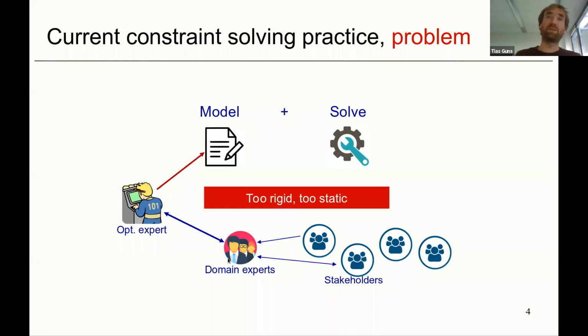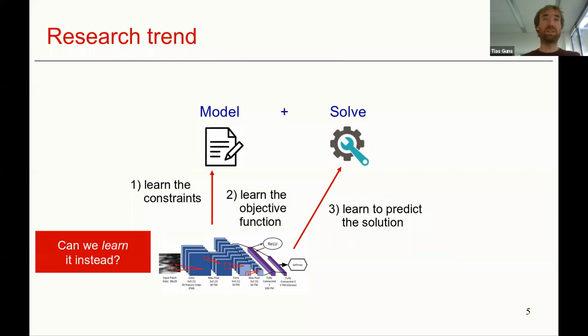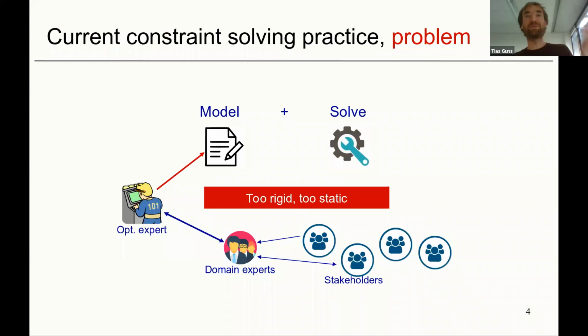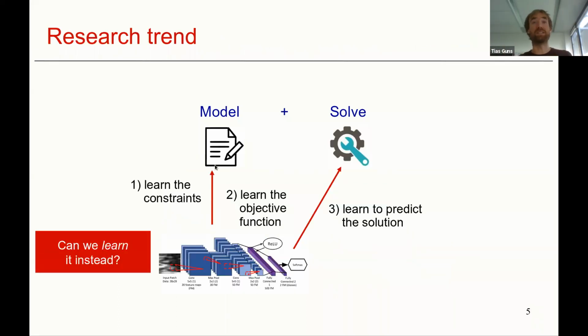All right. Now, I would argue that the current process is too rigid and too static. And even if you don't believe me, let's just, for the sake of science, ask the question, can we make it less rigid and less static? And how can we make it less rigid and less static? It's implicit here, by using machine learning. There are a lot of works at this intersection that look at the question, okay, can we learn part of this process instead?